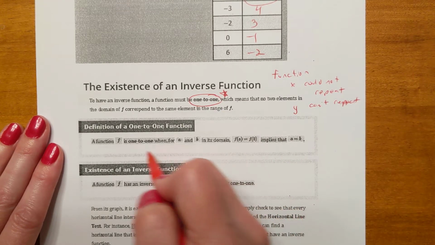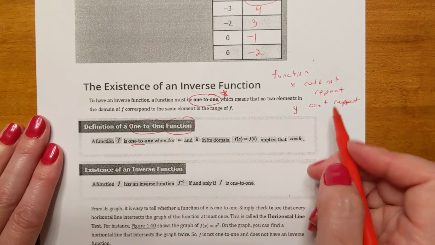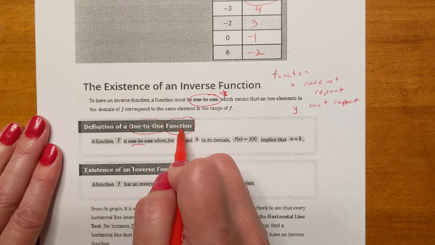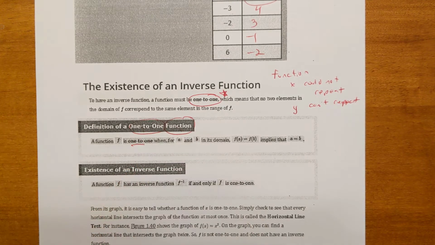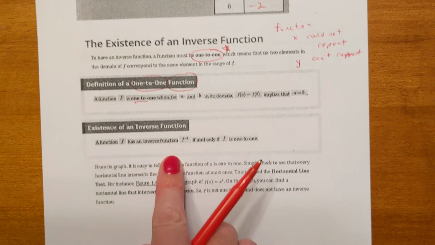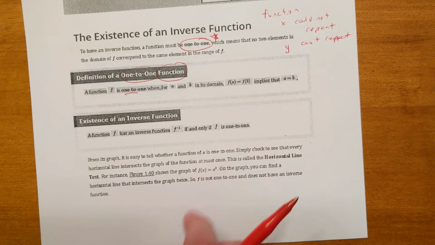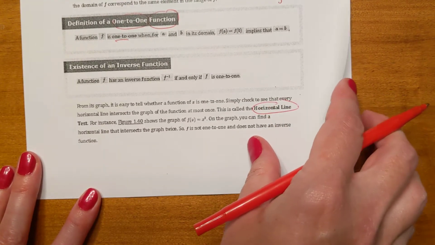So if it's a 1 to 1 function, it passes the horizontal line test to be 1 to 1, and it passes the vertical line test to be a function. So it has to do both of those things. A function f has an inverse, f to the negative 1, if and only if f is 1 to 1. And to find that out, you can do, like I said, the horizontal line test, which we're going to look at on the next page here.